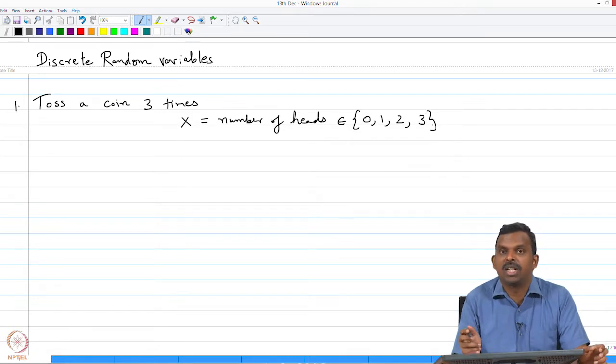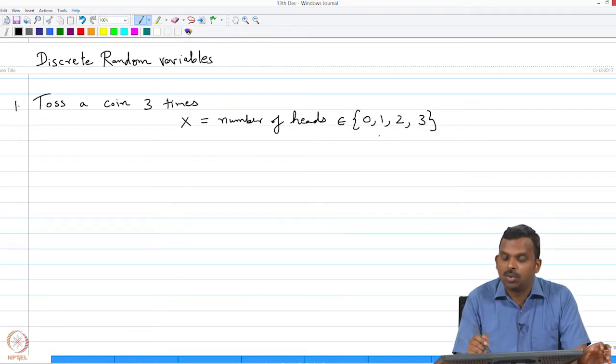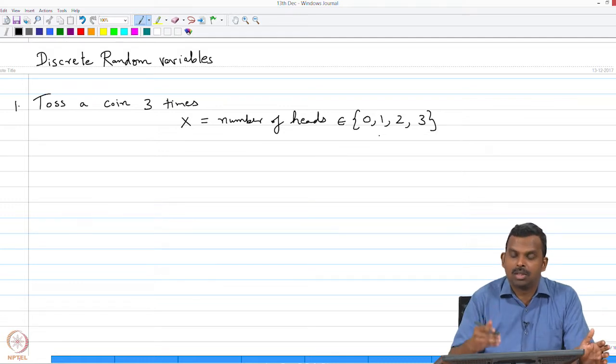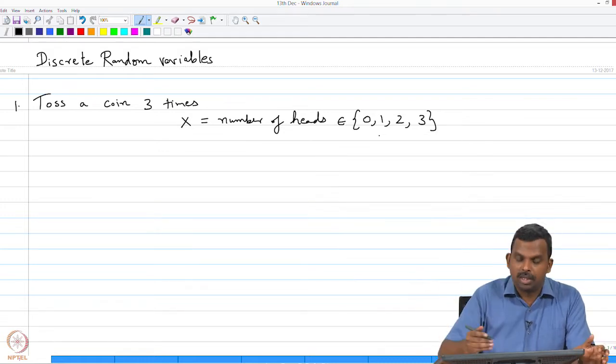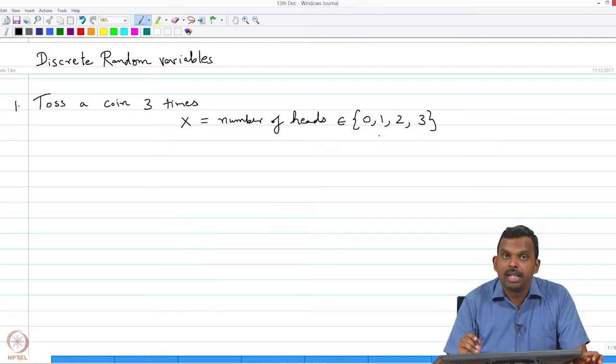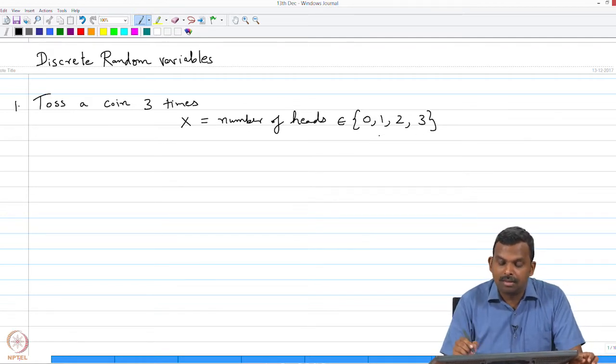Okay. For discrete random variables, this will be a set which you can write down in this fashion. Okay. So, it is 0, 1, 2, 3, you can easily write down all the elements in the set for a discrete random variable. Okay. So, this is the number of heads. So, I could define various other random variables.